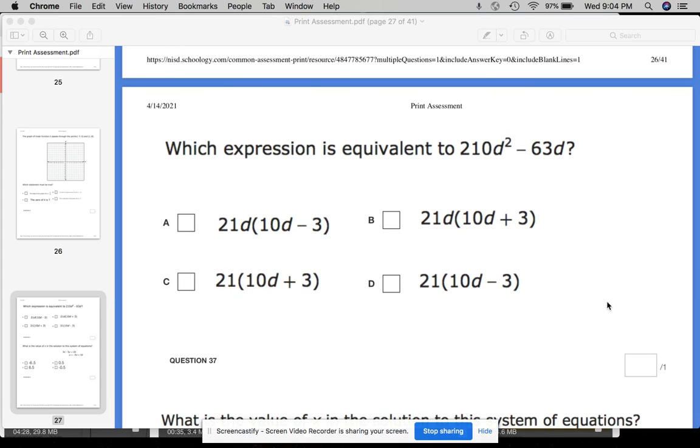Question 36. Which expression is equivalent to 210d exponent 2 minus 63d? A. 21d(10d minus 3). B. 21d(10d plus 3d). C. 21(10d plus 3). D. 21(10d minus 3).